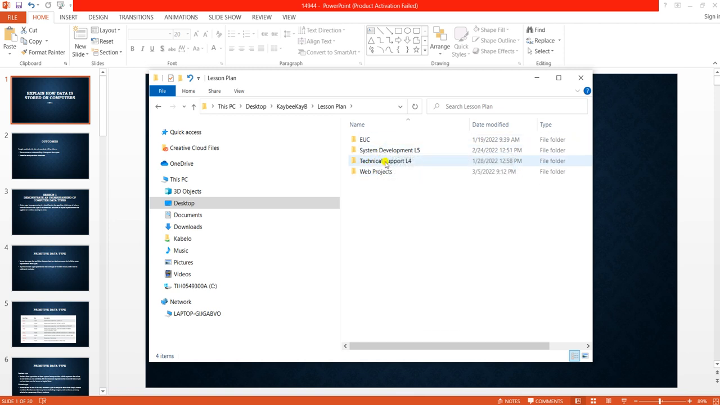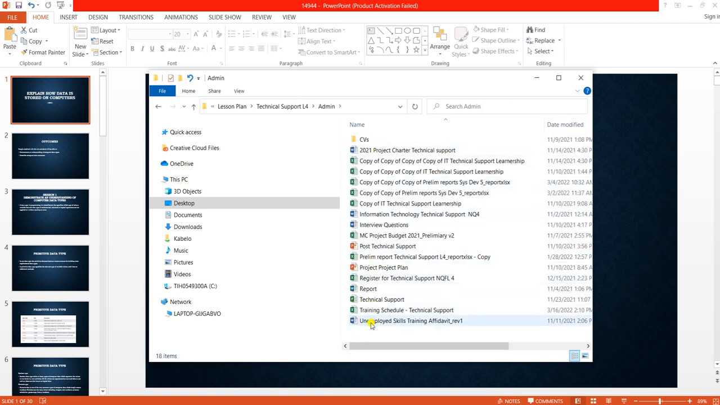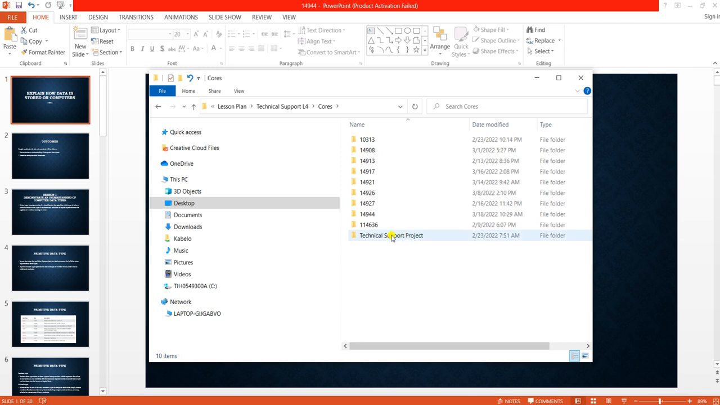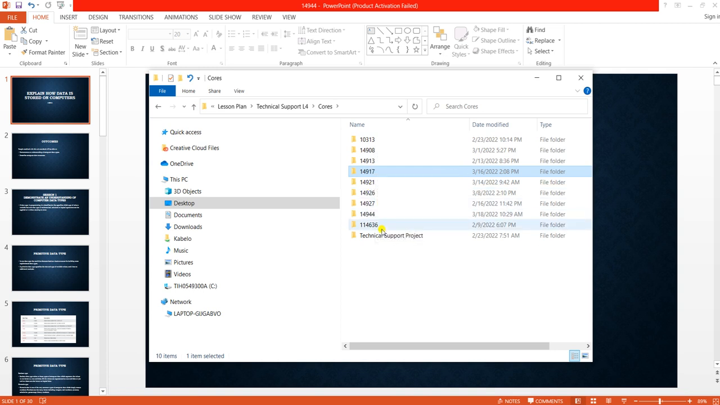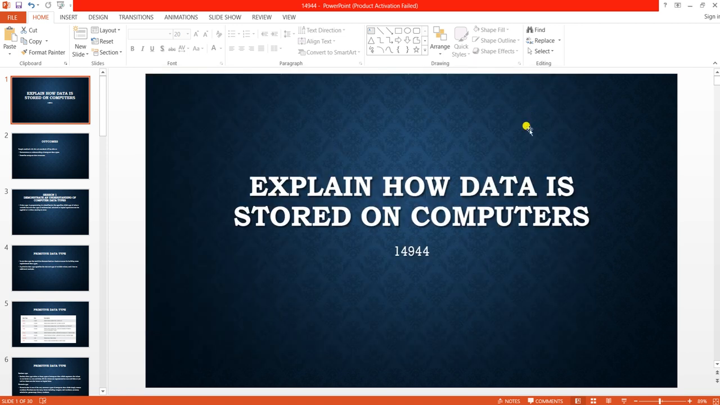So in terms of the object that we have for technical support level 4, I have all the unit standards. So everything that is administrative, where I have your training schedule, the reports, and so forth, is being saved onto admin. And in terms of your unit standard, these are the projects that we have for the course, the PowerPoint presentation that is saved for all of the unit standards that we have covered so far. So this is the structure that we talk about. So we'll tackle that in depth in terms of what they mean by how data is stored on computers.